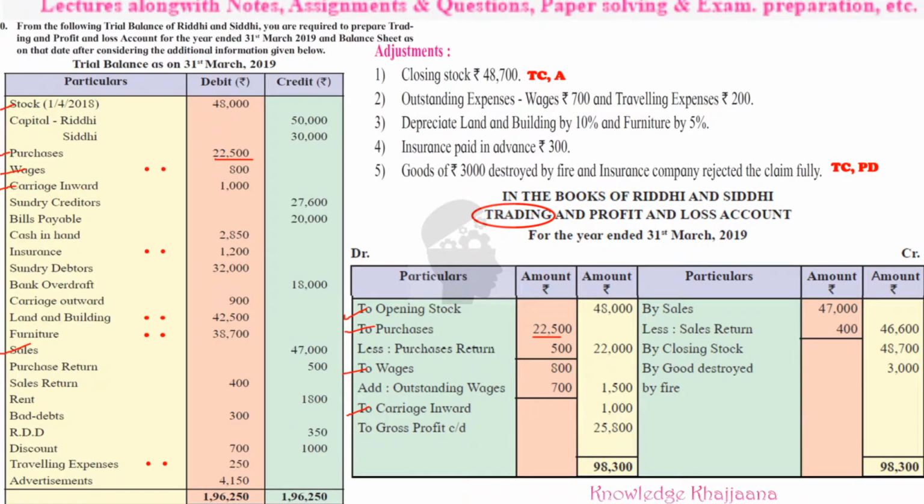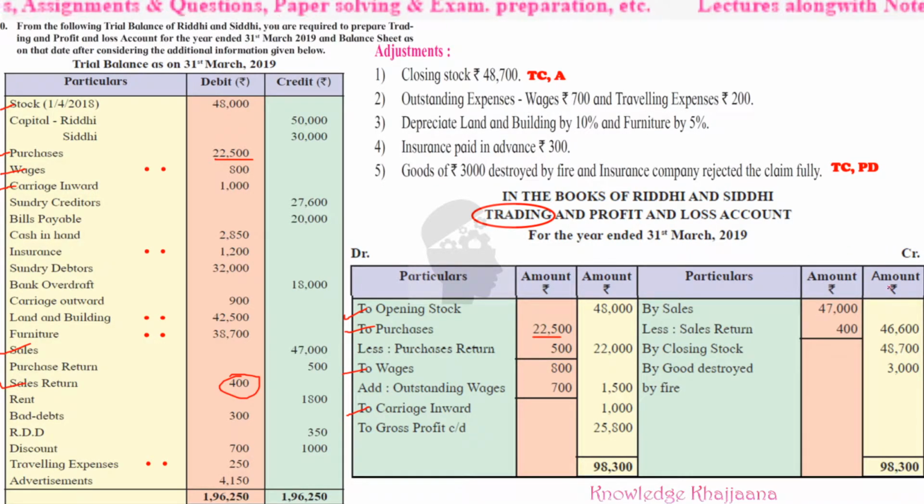So we'll record sales in the inner column, by sales rupees 47,000 in the inner column, as this is the trading account only that I am showing here in the books of Riddhi and Siddhi, for the year ended 31st March 2019. And sales return amounting to rupees 400, which will be deducted from the sales, that is, less sales return rupees 400.